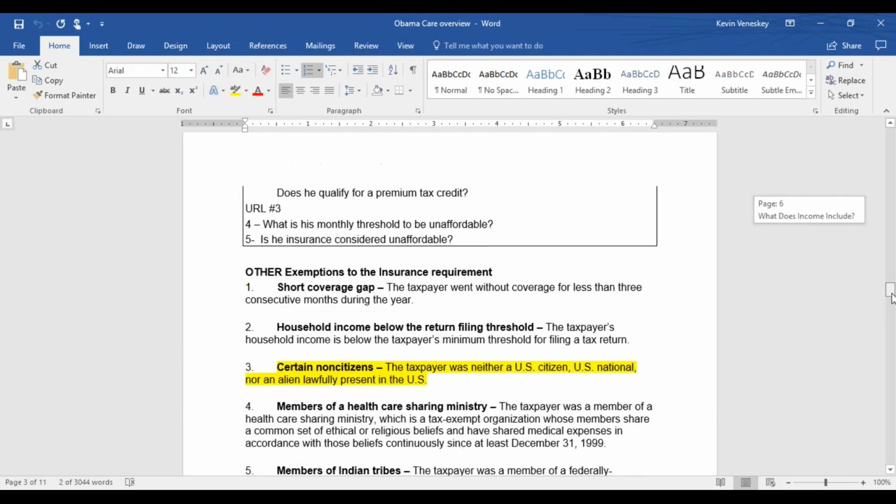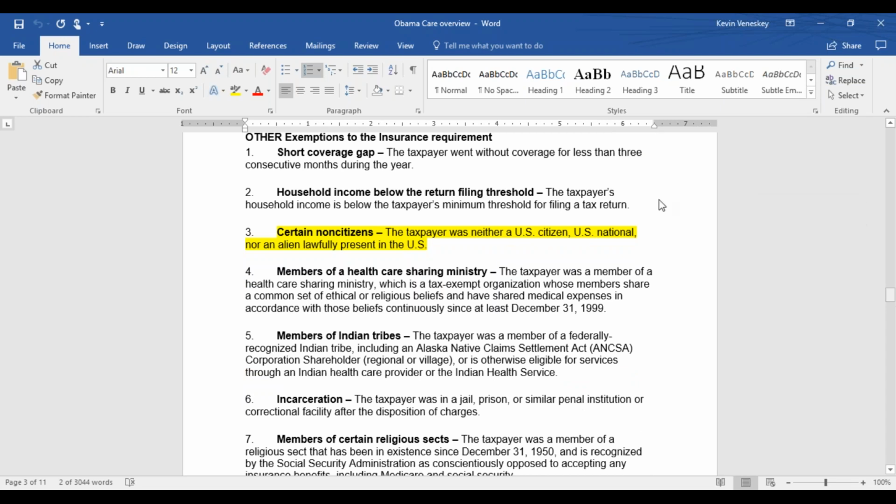Here are some of the other exemptions that you could possibly have that allow you not to have insurance. A short coverage gap means that you went without coverage for only 3 consecutive months during the year. Now, if you went without coverage, say, February through April, and then again October through December, only the first one counts. The second 3-month span would not count. You would be considered as having no insurance, and you would have to pay the penalty for those 3 months.